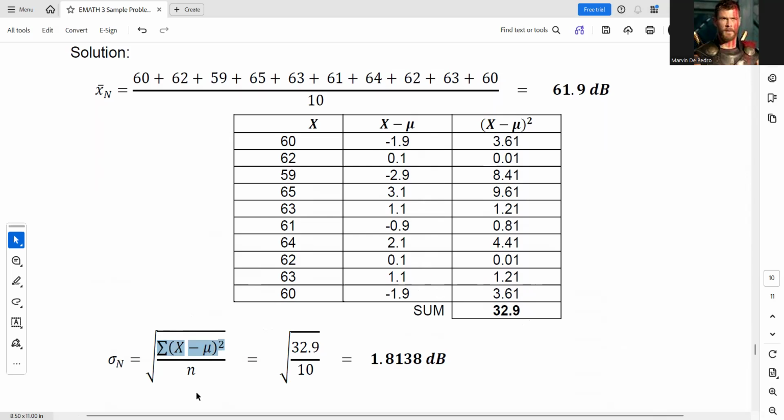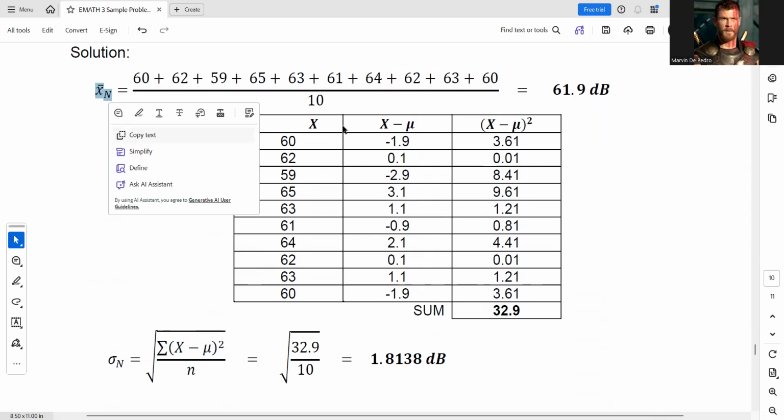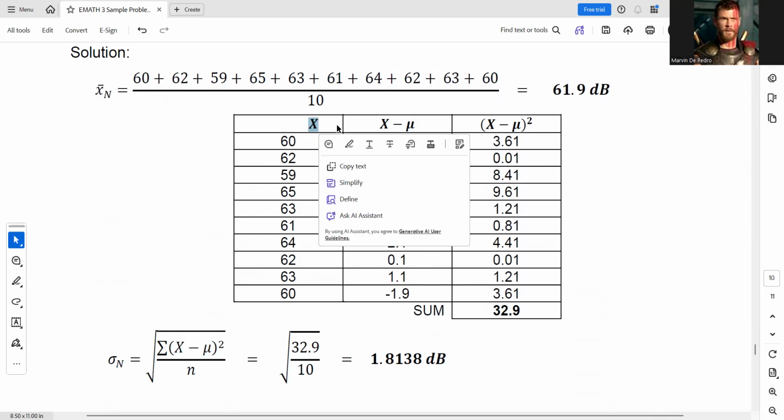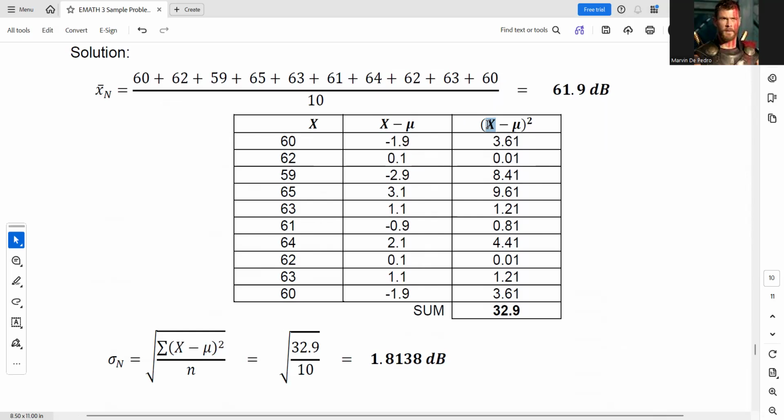That's why I said this should be mu instead. And also technically this is small letter x, just to be consistent with the textbooks and most online references.